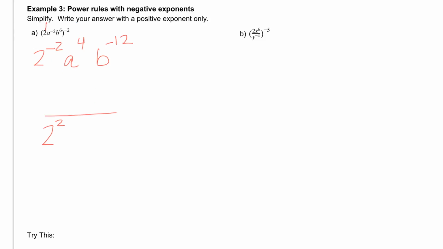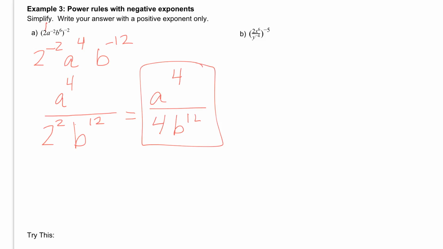A to the 4th, this exponent is positive, so the a to the 4th is going to stay where it's at, which is in the numerator. And b to the negative 12th, because this has a negative exponent, it's got to move to the bottom and become positive. So we get b to the positive 12th. And then our very last step here is we can evaluate 2 to the 2nd, which is just 4. So we get a to the 4th over 4b to the 12th.